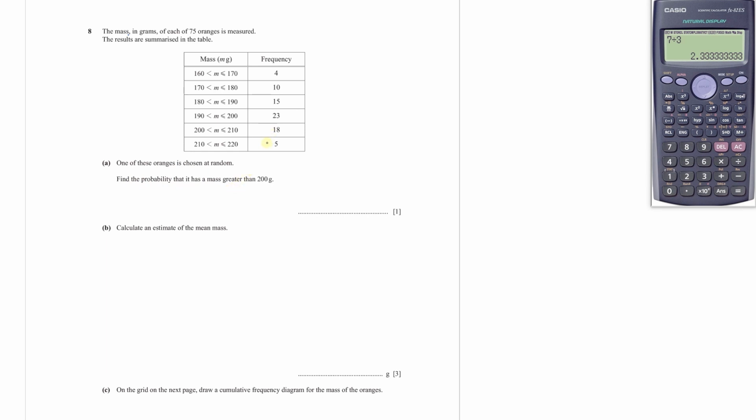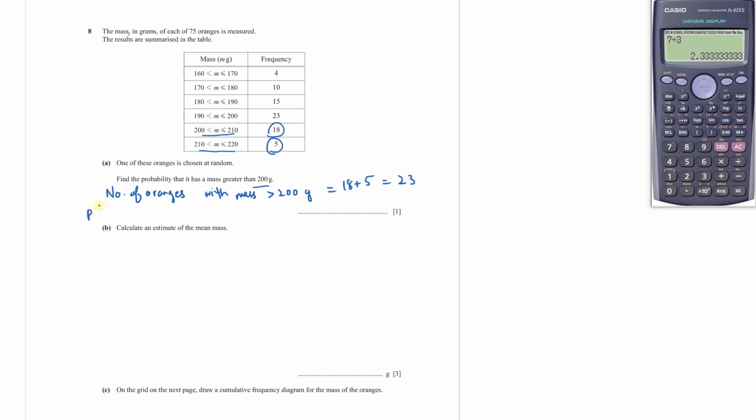So where are the oranges which have masses that are greater than 200 grams? So this is the class where the masses are between 200 and 210. So we will count these. And then this is the class which has also masses greater than 200 grams. So this is between 210 and 220. So these are 5. So number of oranges with mass greater than 200 gram. How many are there? 18 plus 5, which is 23.